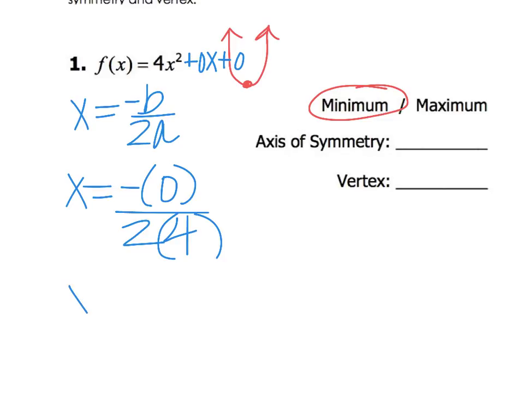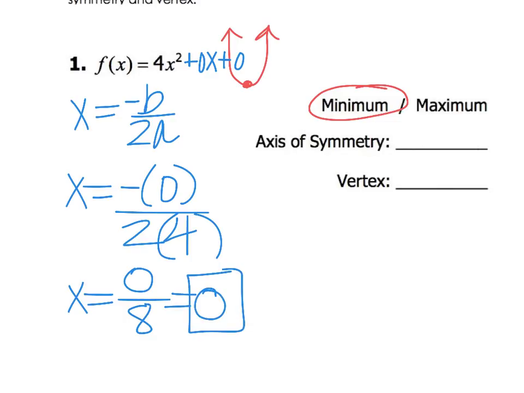So then we're just solving here. We've got x equals 0 divided by 8. 0 divided by anything is 0. So the x value, our axis of symmetry, would be 0, but it has to be a line, and we know it's a vertical line. So our axis of symmetry would be the line x equals 0.